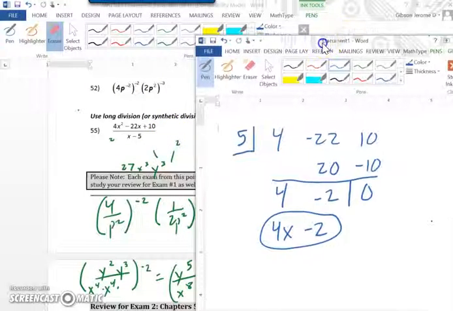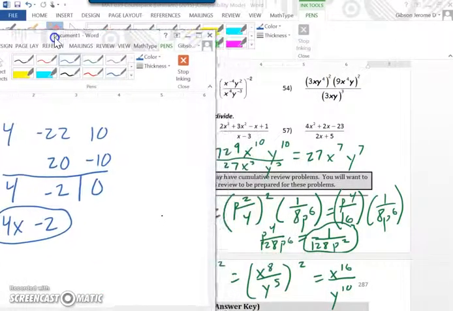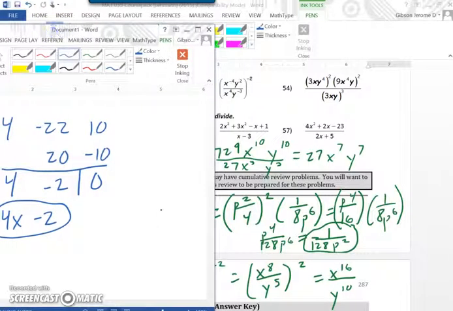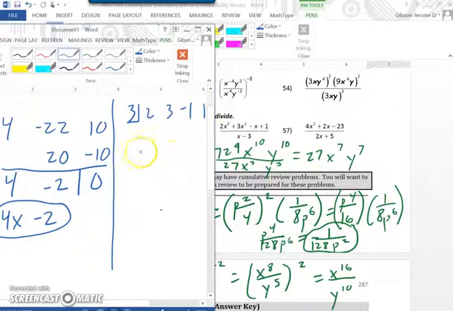Now, we're going to go over here and look at problem 56. Problem 56, you notice here we have the same thing we had for this previous problem here. But we have a negative 3, so we'll make it positive 3. Then we would do the coefficients here. We have 2, 3, negative 1, and also 1. So we draw a line here.